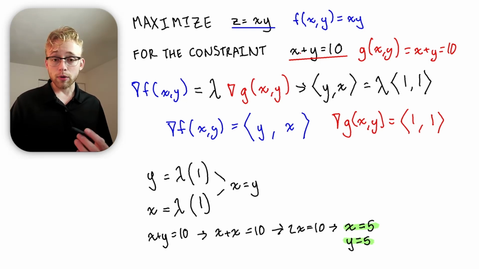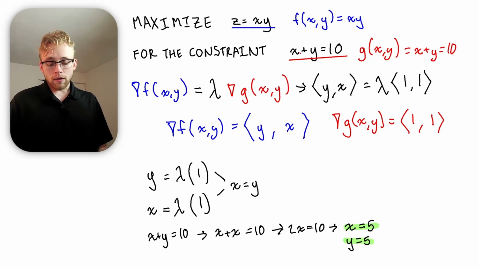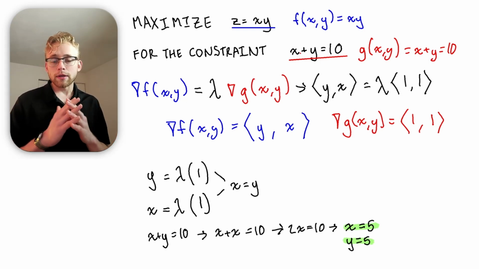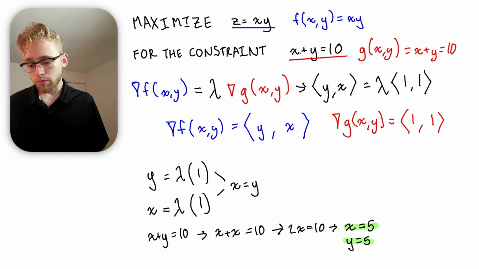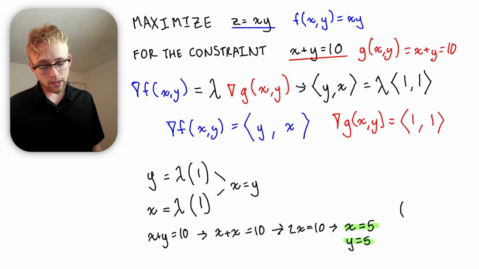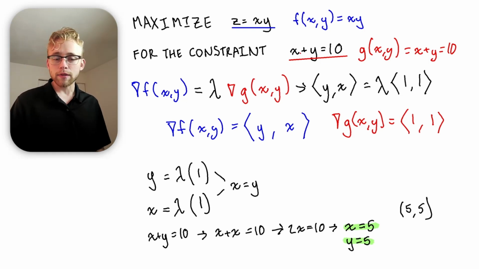Those are the critical points. Now we have an x component and a y component. We pair together all of the different x and y components that we found, and since we only found one of each, that just gives us 1 point, and that point is 5, 5.